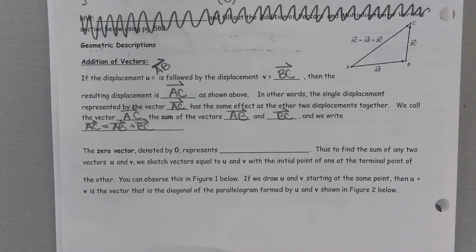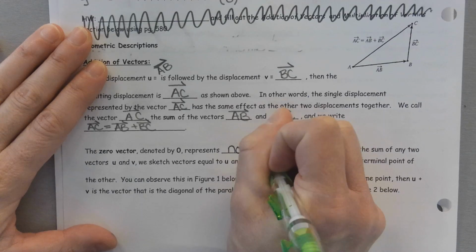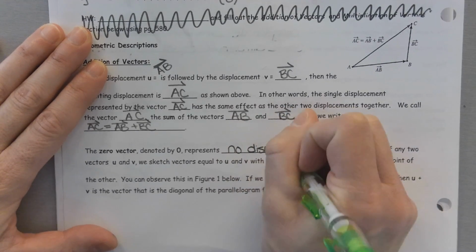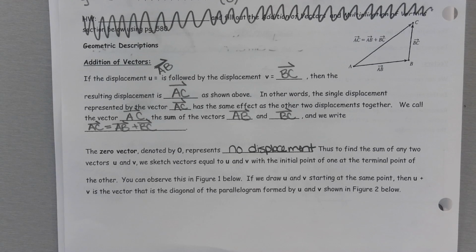All right, next, the zero vector is when you have no displacement. So nothing happened. We got on the plane, and it sat there. And we did not go anywhere. Zero displacement, nothing happened. So thus to find the sum of any two vectors u and v, we would sketch u and v, and then we could find the sum of them. It would go from the initial point of the first to the terminal point of the last.